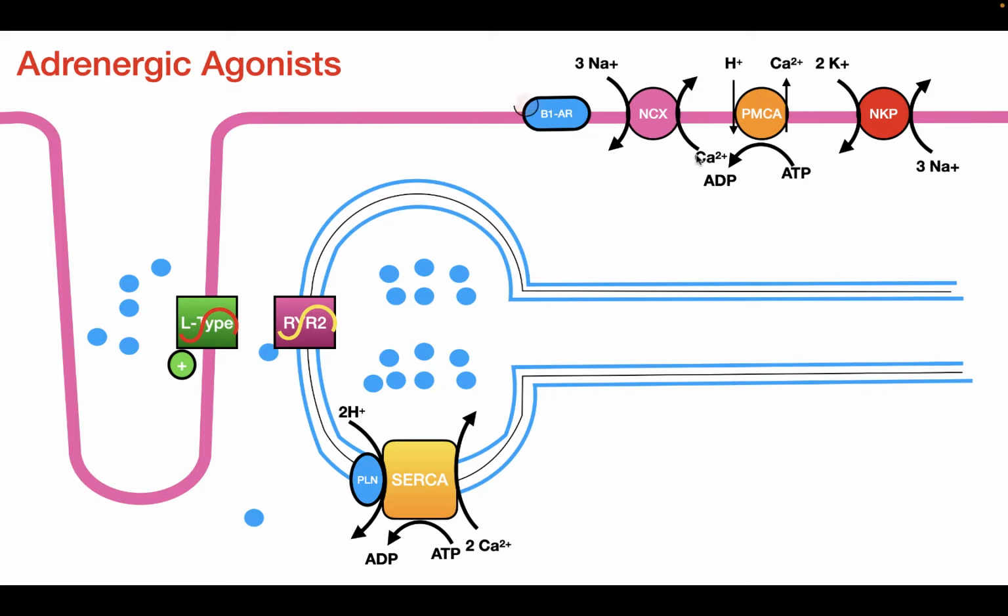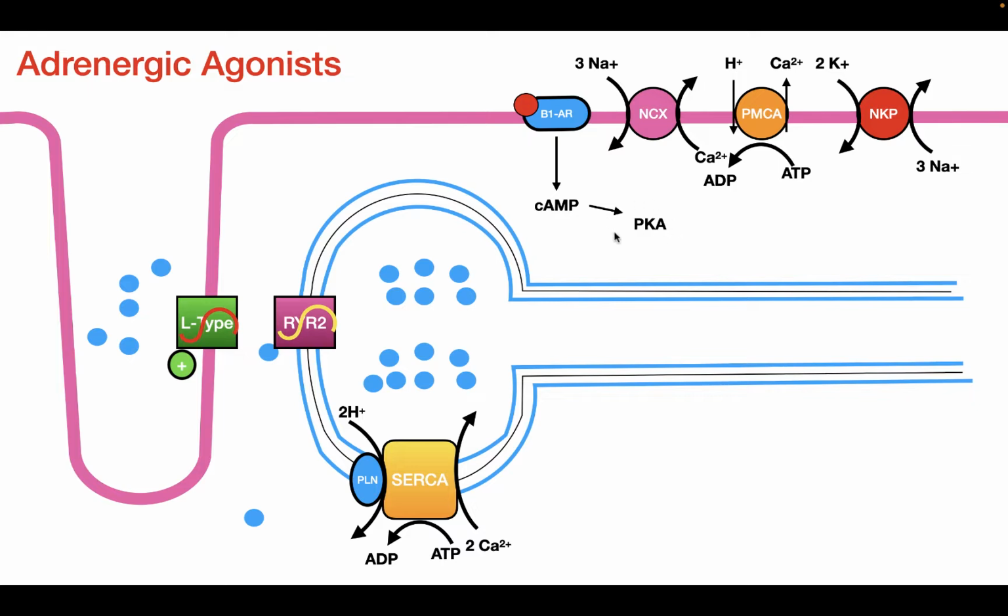If we bring in an agonist and bind it to the receptor here, what's going to happen is it's going to cause the Gs cascade. It's a Gs coupled protein receptor, or a stimulatory one, and basically this leads to an increase in cyclic AMP. The cyclic AMP is then going to activate protein kinase A.